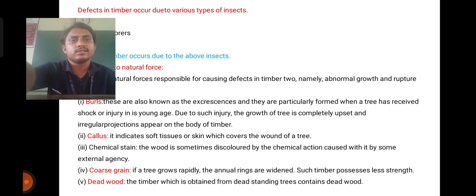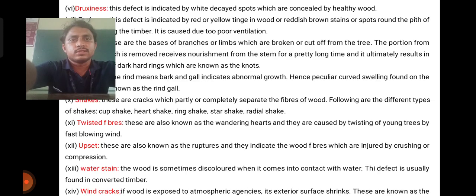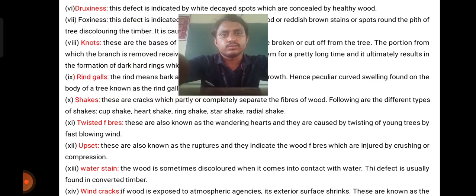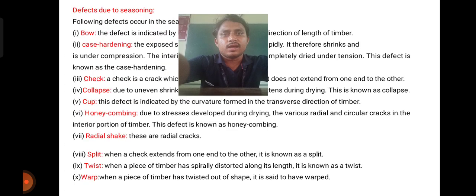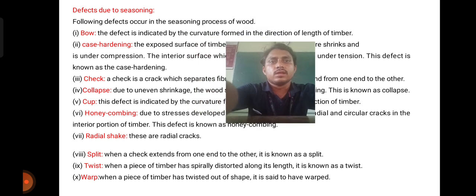A dormant crack is a crack created at one position that does not extend or expand to the other end of the timber structure. So that is the category of types of cracks: one is active cracks and the second is dormant cracks. So these are produced in timber structures due to natural forces. And then defects due to seasoning. The seasoning effect is also one of the defects in timber structures.